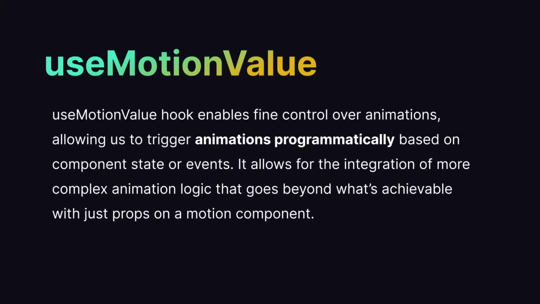So the useMotionValue hook enables fine control over the animation, allowing us to trigger animation programmatically based on the component state or events. It allows for the integration of more complex animation logic that goes beyond what's achievable with just props on the motion component, like we just saw the animate prop, the variant prop, and so on and so forth. So now the useMotionValue hook will allow us to create something called the motion value. I'm going to show you what a motion value is in a few seconds, but yeah, let's just go ahead and go to the coding.